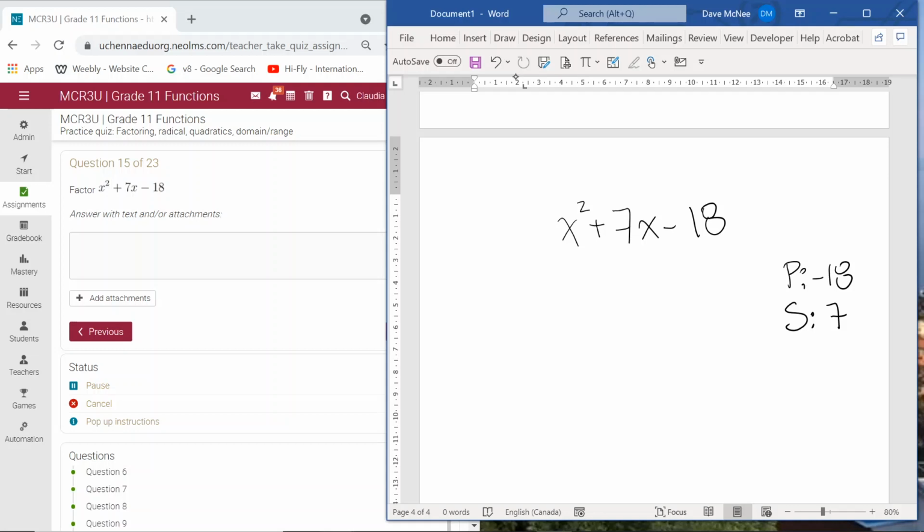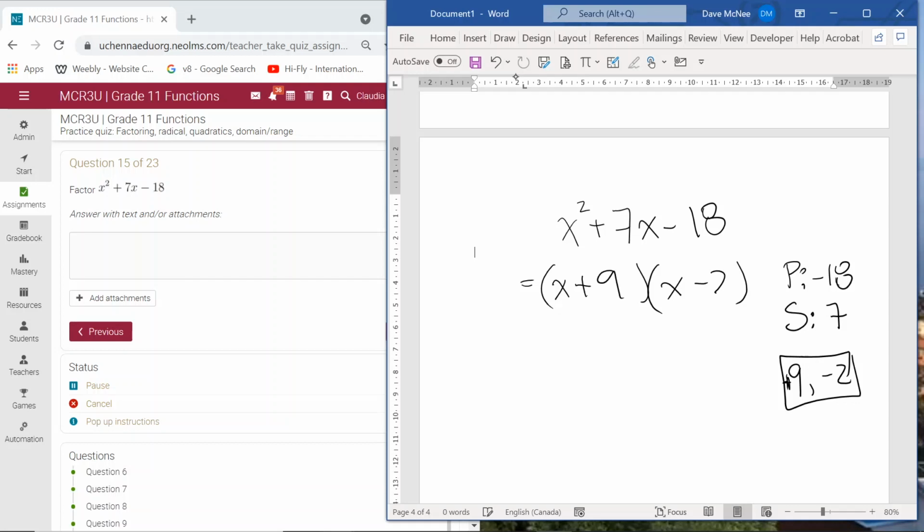And now I have to think about two numbers that multiply to negative 18 and add to 7, and that will be 9 and negative 2. That pair will multiply to negative 18 and add to positive 7. Because this is a simple case, I can just go into my brackets, my factored expression. Each one will lead with x, and then the other two terms will be plus 9 and minus 2.